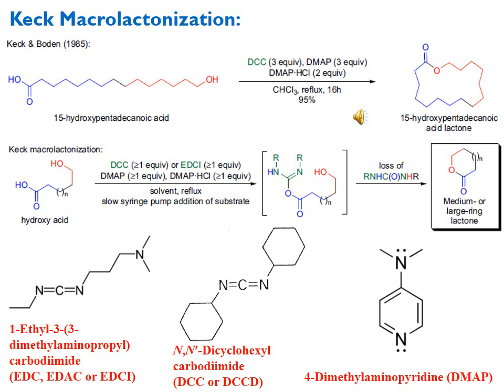Here is some more general explanation of the Keck macrolactonization reaction. First, in 1985, Keck and Boden introduced this cyclic lactone formation, and they cyclized the 15-hydroxypentadecanoic acid, that is, 15 carbon atoms were present in this hydroxy carboxylic acid. Then in the presence of DCC, using 3 equivalents, that is, if we are using this hydroxy carboxylic acid 1 mole, then DCC should be 3 mole, DMAP should be 3 mole, DMAP HCl should be 2 mole, and chloroform will be used as a solvent. Under refluxing for 16 hours, we get the cyclized lactone product in up to 95% yield.